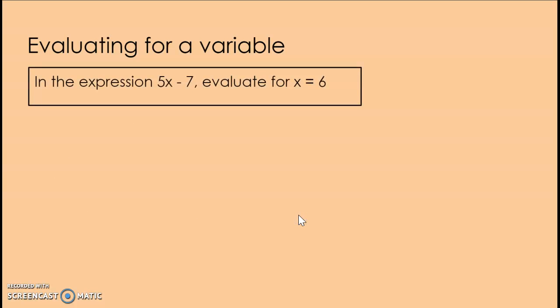In the expression 5x minus 7, evaluate for x equals 6. So to evaluate, all you have to do is plug in 6 wherever you see an x. Don't forget to put in parentheses.